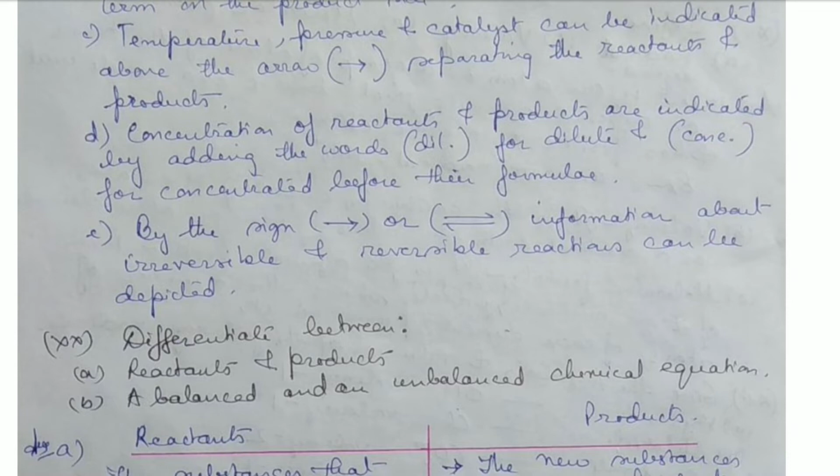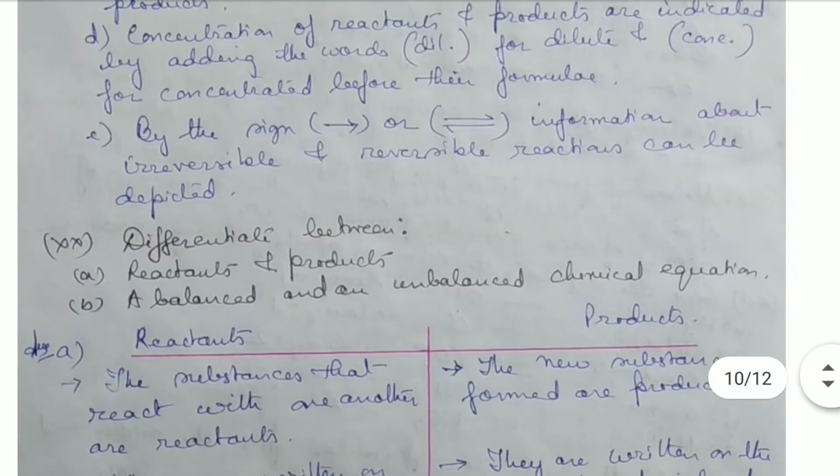Okay, then by the sign, single arrow or double arrow, one moving towards the products, another moving towards the reactants, we get information whether it is an irreversible reaction or a reversible reaction. A single arrow pointing towards the products means it is an irreversible reaction. And if there is a double arrow, one arrow pointing towards the products and another pointing towards the reactants, that will indicate that the reaction is a reversible reaction.